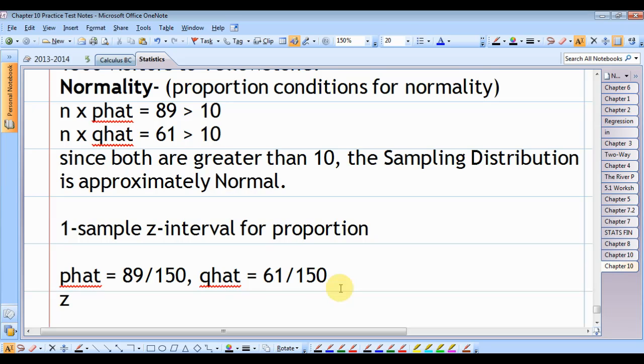Z star. What is Z star? 99% confidence interval. Is that 2.456? 2.576? Thank you. And n equals 150.